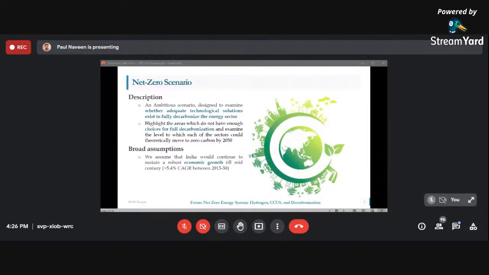What about us in India? How are we progressing towards it? What steps can we take to create this net zero effect, like other countries are doing, so that we can also do that by the end of 2050? The assumption is that India would like to sustain rapid economic growth, because as we do this, it also creates economic growth for our country, with a compound annual growth rate of 5.4 percent from 2015 to 2050.